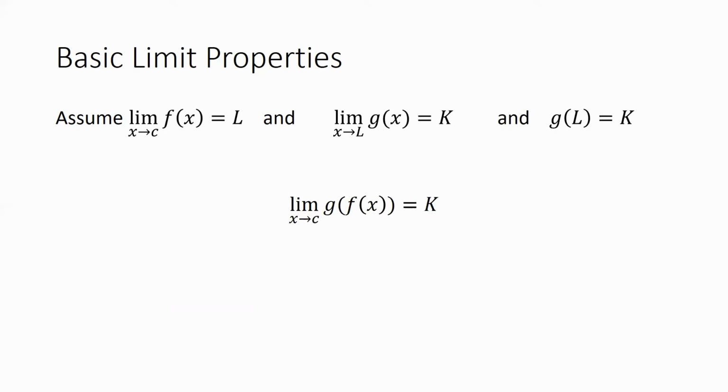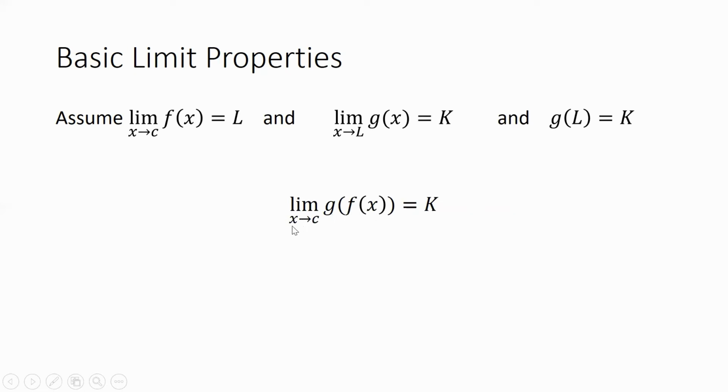Now, one other property that we will look at is the composition of functions. It turns out if I take the limit as x goes to c of f of x, I get out an L. And if the limit as x goes to L of g of x is k, and g of L is also k, then I can compose these things. Now think about what's happening here.